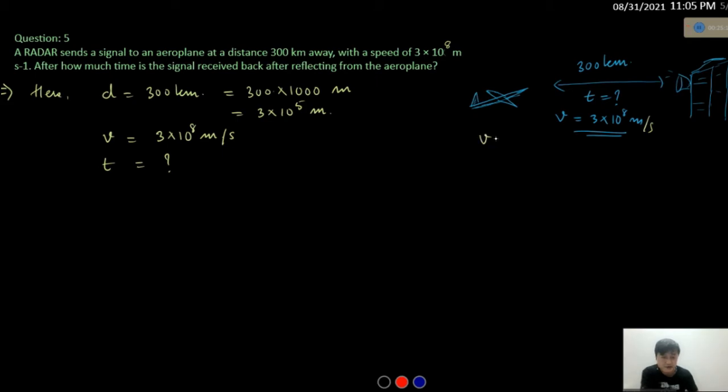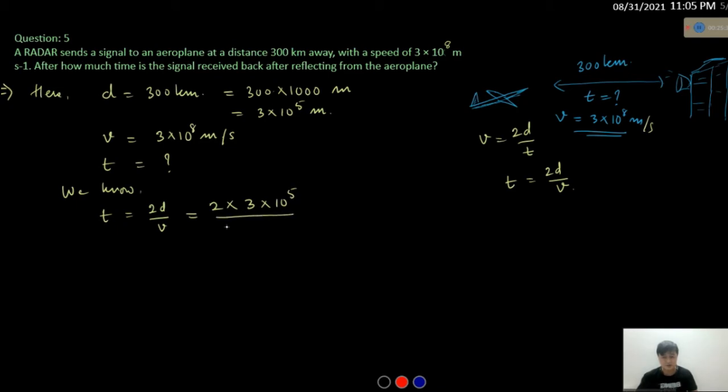We know that v is equals to 2d upon t. Every time you write the formula, so you'll be used to with this. So t is equals to 2d upon v. So 2 into distance is here, 3 into 10 to the power 5 meter, and this will be 3 into 10 to the power 8 meter per second. So here we can have this and this cancel.